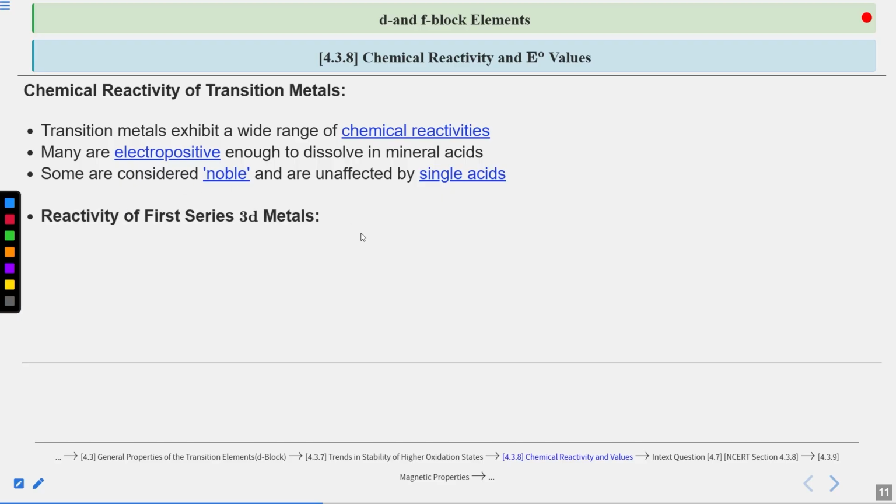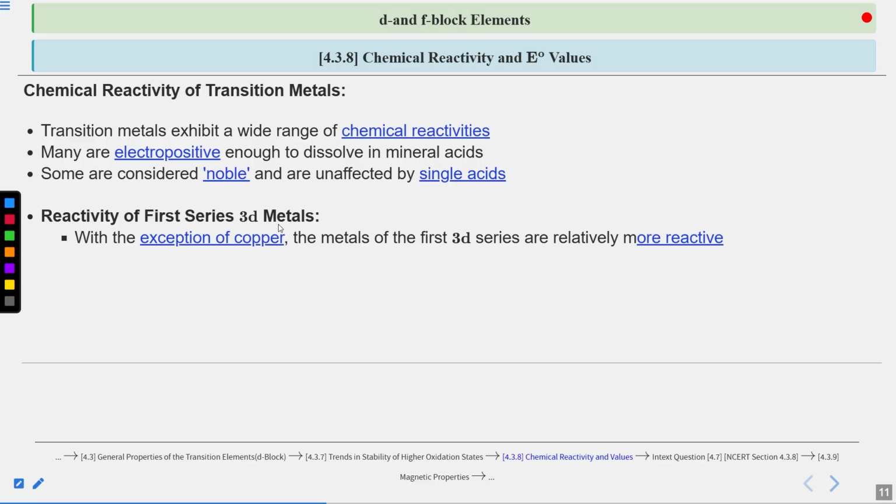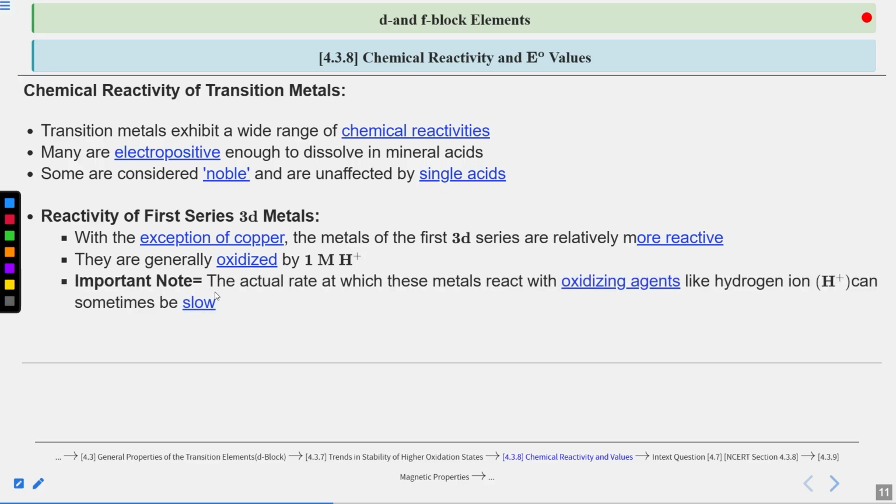Reactivity of first series 3D metals. With the exception of copper, the metals of the first 3D series are relatively more reactive. They are generally oxidized by 1 molar H positive, that means proton. An important note here is that the actual rate at which these metals react with oxidizing agents like hydrogen ion can sometimes be slow. Okay, at some exception points, because we are studying D and F block elements, there will always be an exception here.